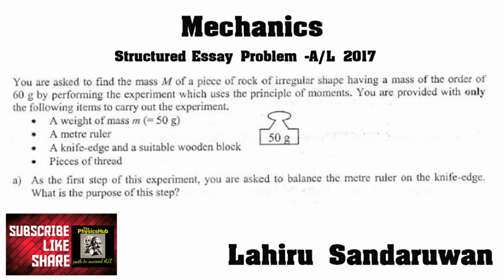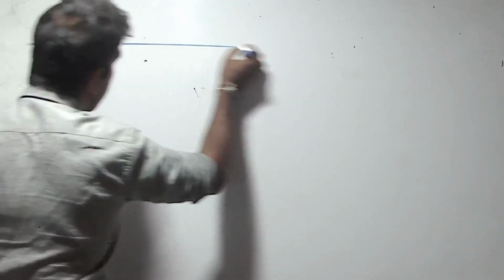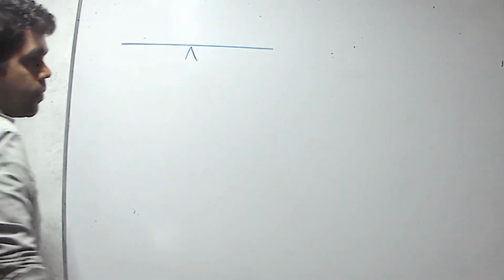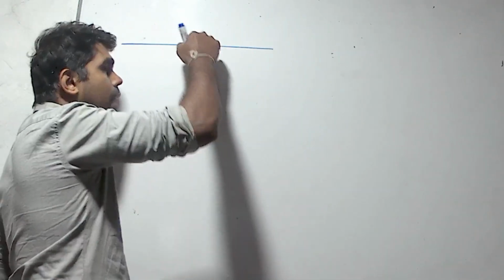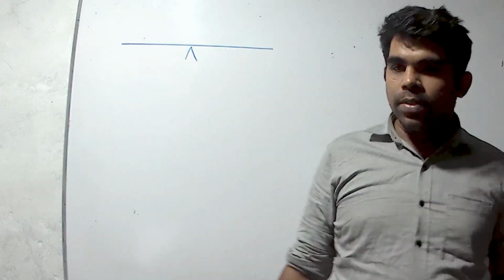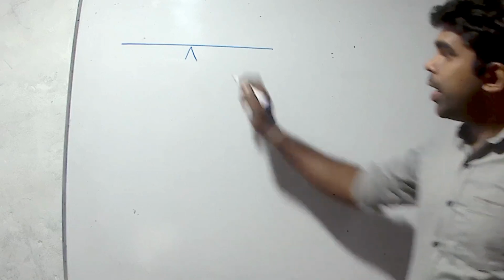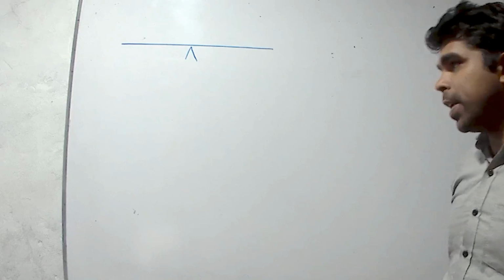Part A: as the first step of the experiment, you are asked to balance the meter ruler on the knife edge. What is the purpose of this step? We can balance the meter ruler on the knife edge like this before starting the practical. Then we can find the center of gravity of the meter ruler. We are using the principle of moments around this point for this practical.